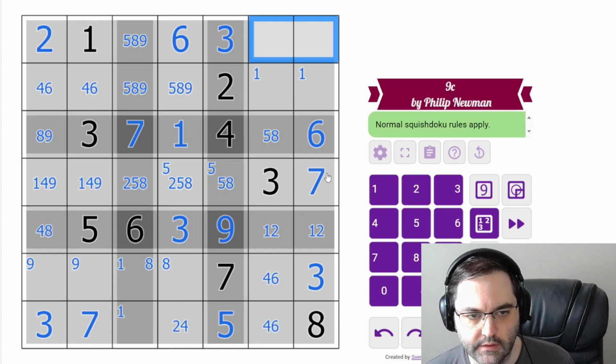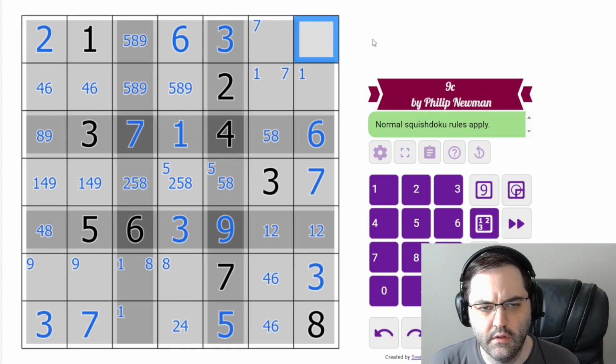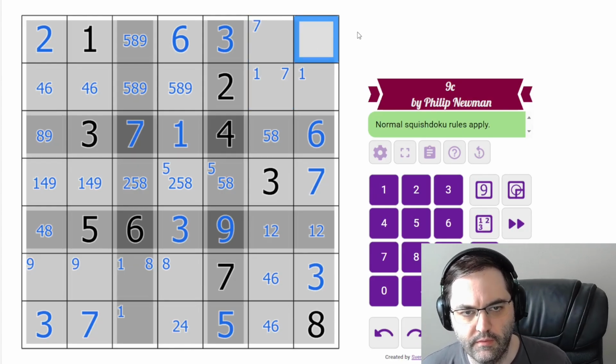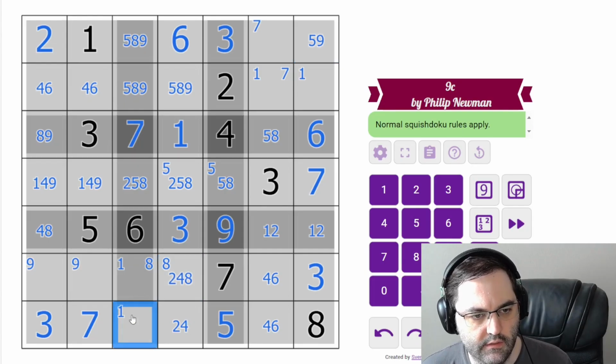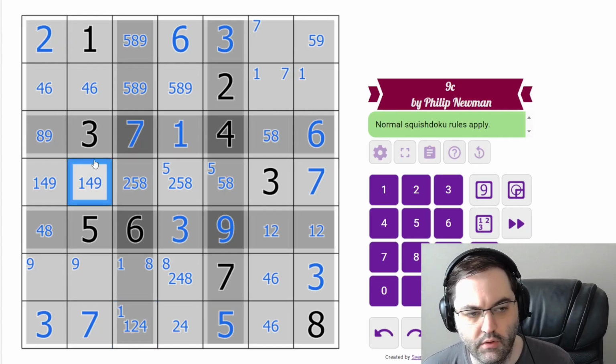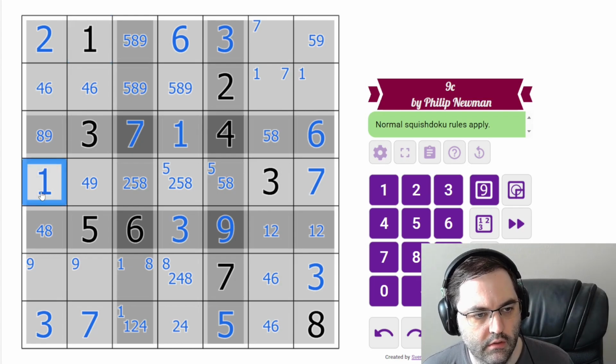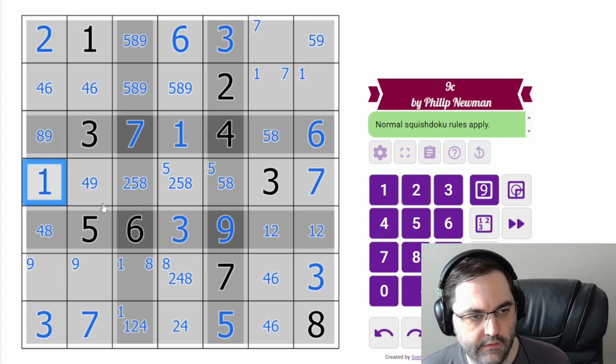I'm just missing something little at this point. 7 up here goes in one of these. That means this is going to be 5 or 9. This is 2, 4, or 8. This is 1, 2, or 4. Oh, the 1 here, that's been there for a while. 1 has to go in that cell.